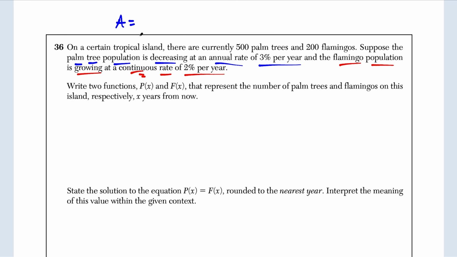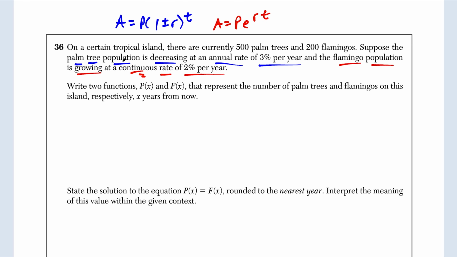For the first formula, we're going to need A equals P times (1 plus or minus r) to the t power. And this is for annual growth. Okay, so this is a little bit more of a simple formula than the next one. For the stuff in red here, for the flamingo population, we have continuous growth. So we're going to need this formula. We have A equals P e to the rt. So this is continuous growth. So that was a little sneaky detail, is that you have to know both of those formulas.